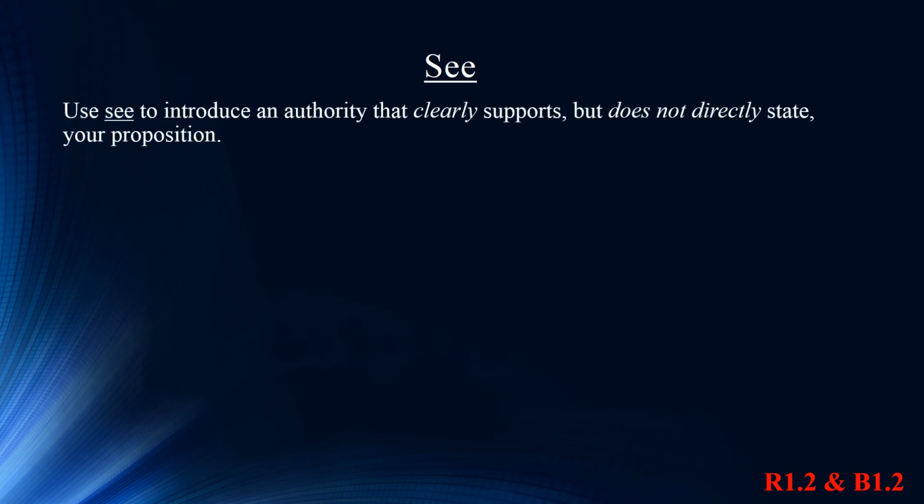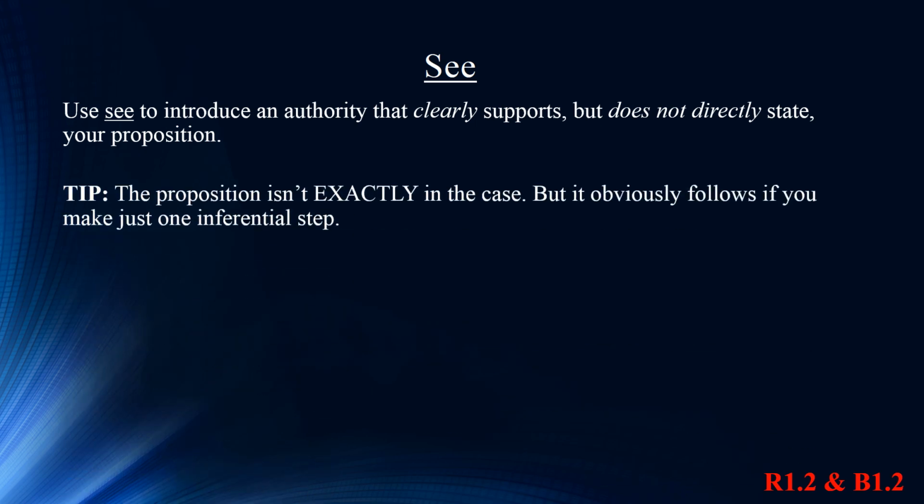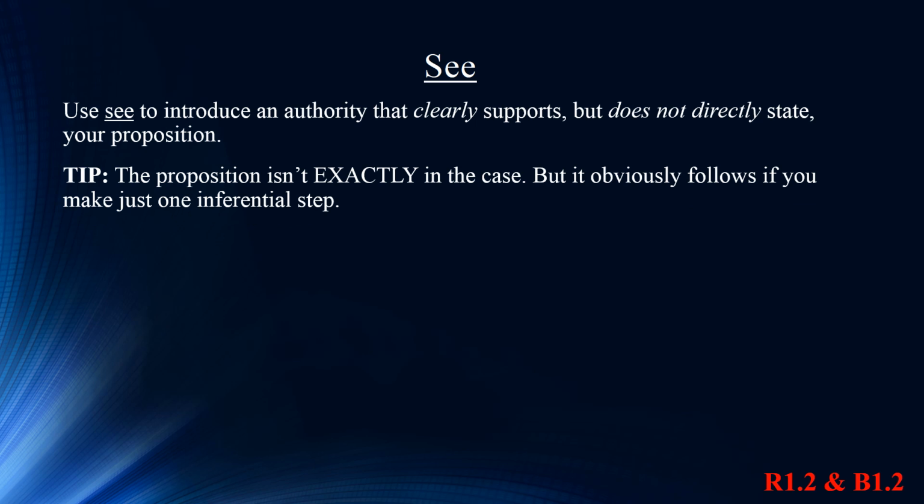Now let's cover the use of the See signal. Use See to introduce an authority that clearly supports but does not directly state your proposition. Here's a helpful tip. When deciding whether or not to use See, we look at whether the proposition isn't exactly in the authority you're citing, but obviously follows if you make just one inferential step.